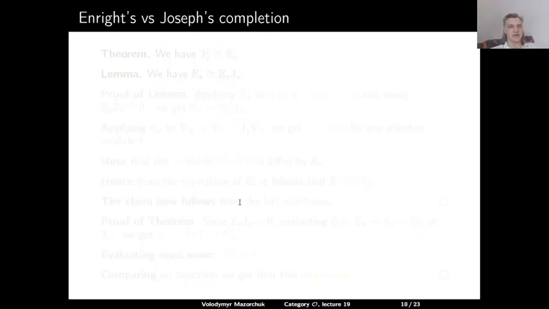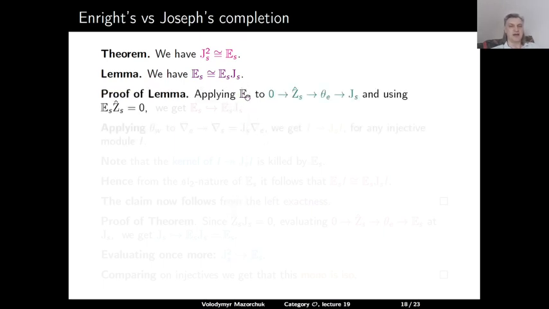Now we can compare Enright's and Joseph's completion. We claim that Enright's completion is isomorphic to the square of Joseph's completion. First of all, let us prove that Enright's completion is isomorphic to the composition of Joseph's completion followed by Enright's completion. To prove this lemma, we apply Enright's completion to the left exact sequence 0 goes to the dual Zuckerman, goes to the identity, goes to Joseph's completion. And we use that Enright's completion kills the dual Zuckerman functor. So we obtain a natural embedding of E_S into E_S after J_S.